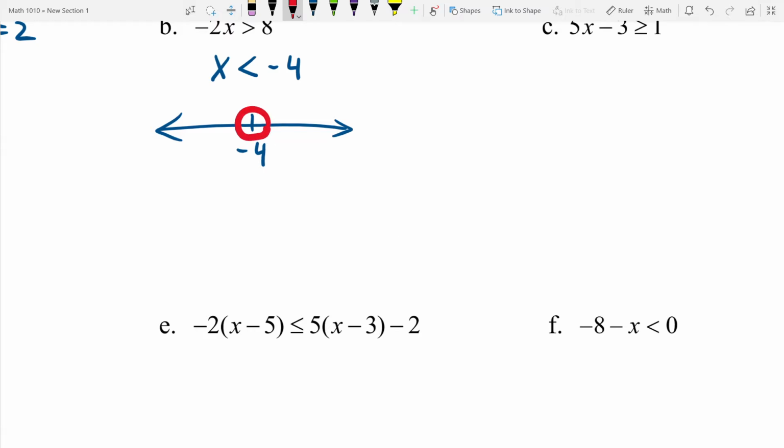Opened. Which way do I shade? To the right or to the left? To the left. We have to write it in interval form. Interval form means negative infinity because it goes on forever that way, to a positive 4. Tell me how to close my 4. With a parenthesis because there is no equal sign, negative 4.